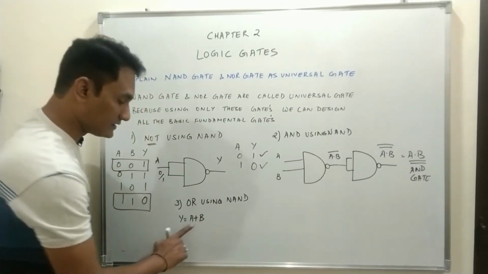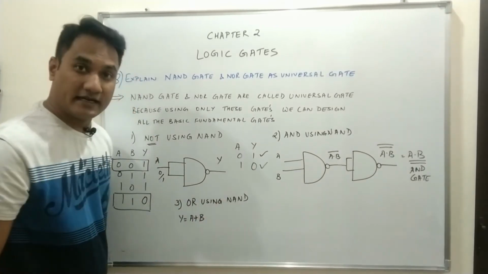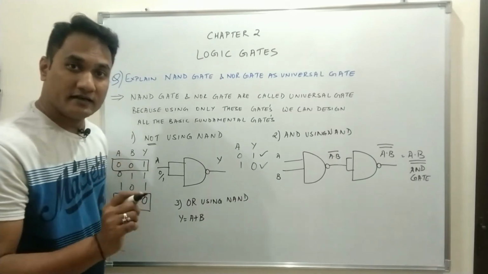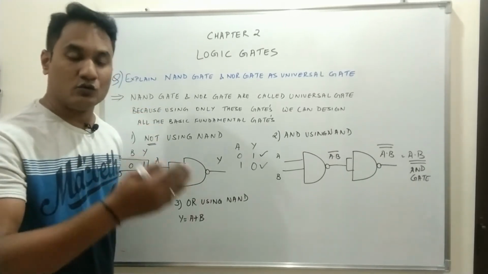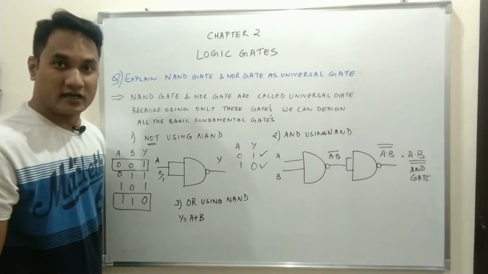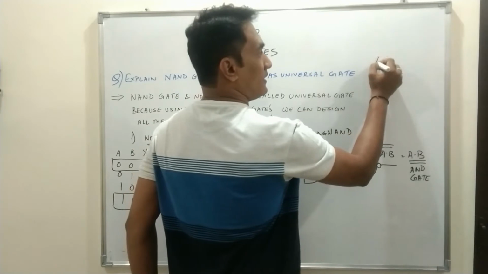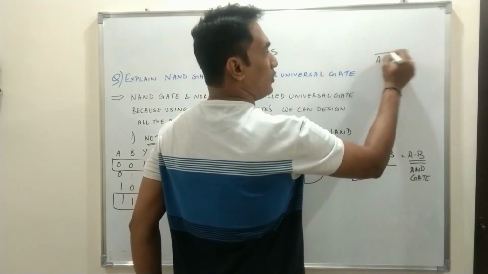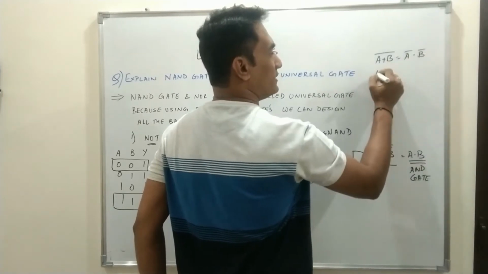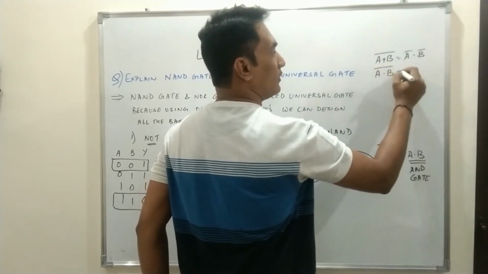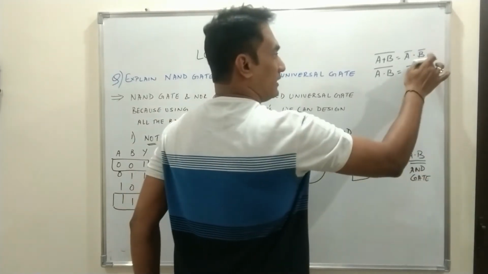A plus B. This is what you want to get. But this gate has to be designed using NAND gate. For that, we need to understand two theorems which we are going to study in the later topics. The two theorems are: A plus B whole bar equals A bar dot B bar. Similarly, A dot B whole bar equals A bar plus B bar.